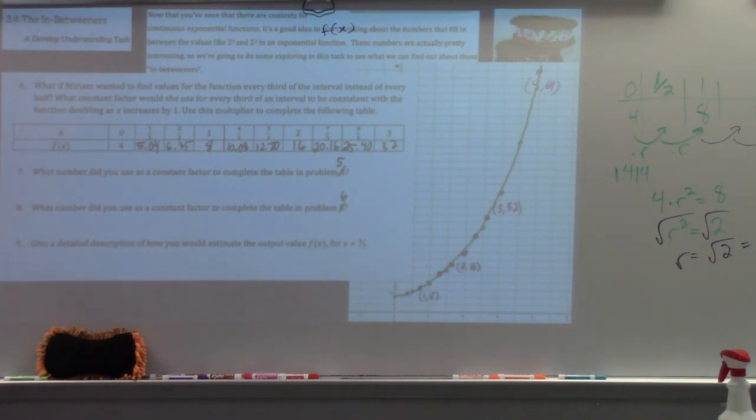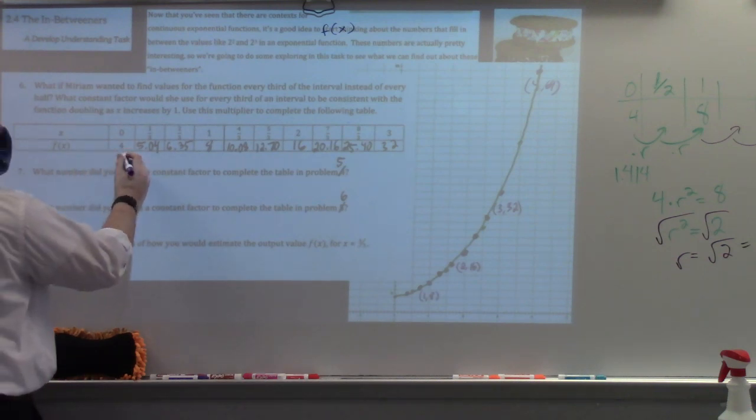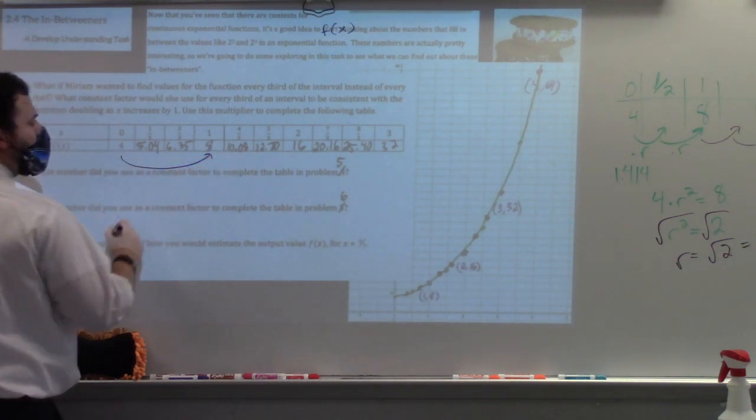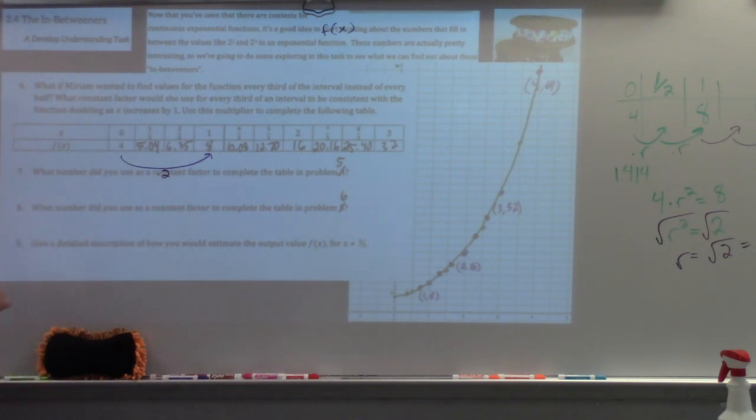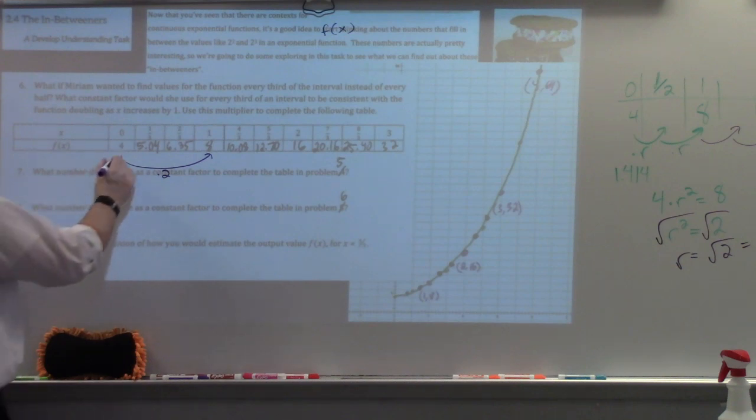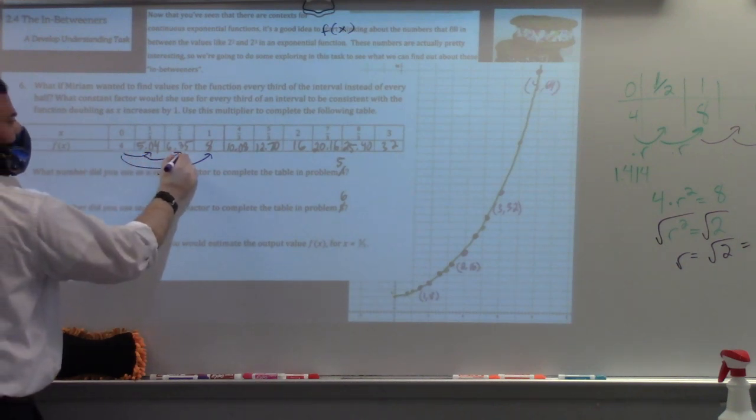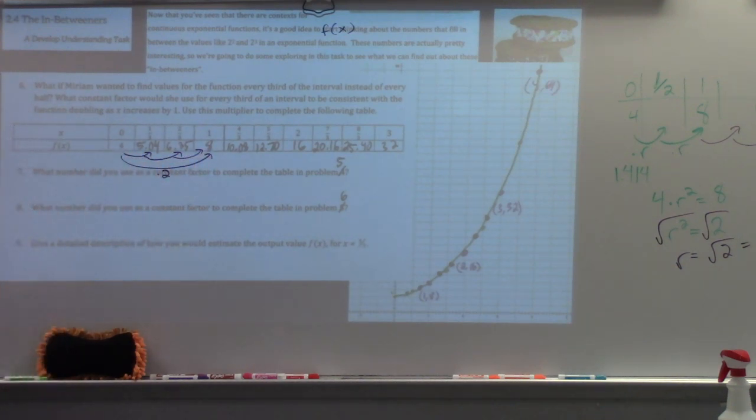I'm going to go into more details about that in a second, after we look at number 6. So looking at number 6, notice we're still going from 4 to 8, so we're multiplying by 2, right? So I still need to find the common ratio, but now we're going by thirds.